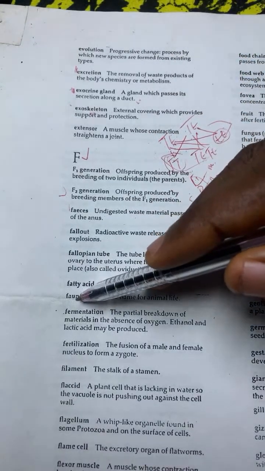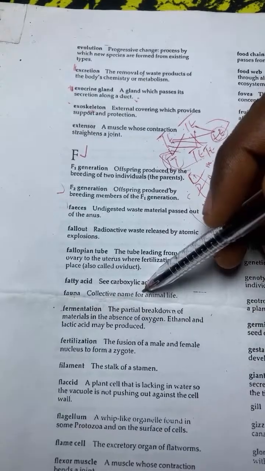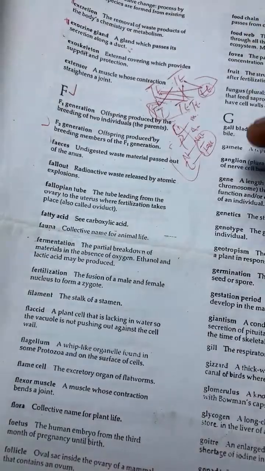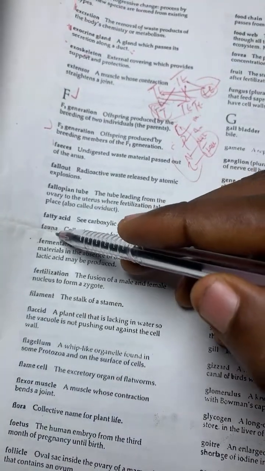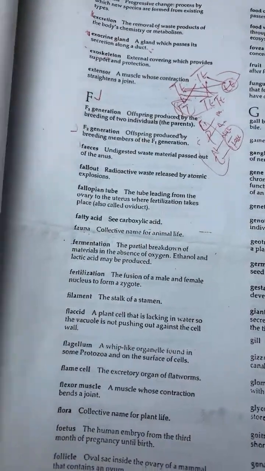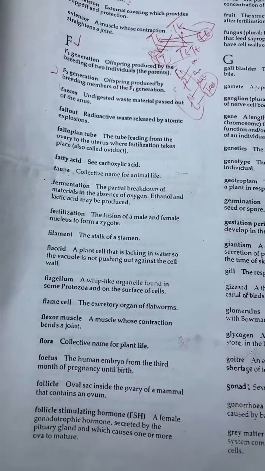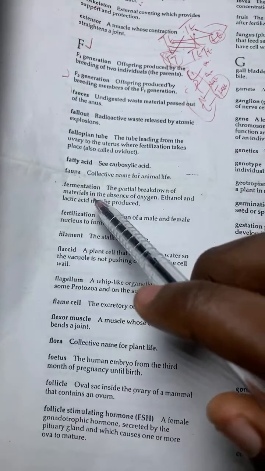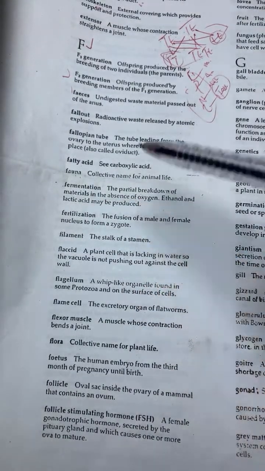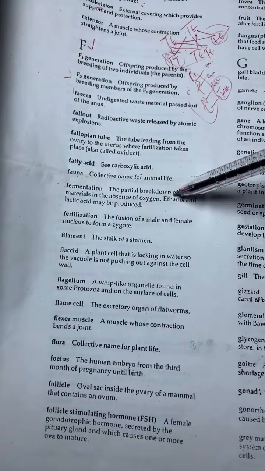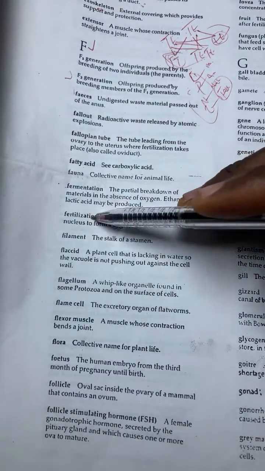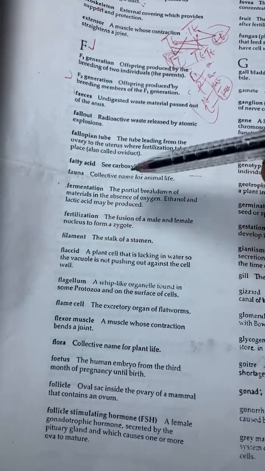So fauna is a collective name for all animal life. All animal life that exists in this particular environment are called what? Fauna. Fauna. You getting what I'm saying? Now we'll move on. We say that we have what we call fermentation. Now fermentation is the partial breakdown of materials in the absence of oxygen. Are we there now? Now, during fermentation, ethanol and lactic acid may be what? May be produced. Now, fertilization, the fusion of male and female gamete to form a zygote.